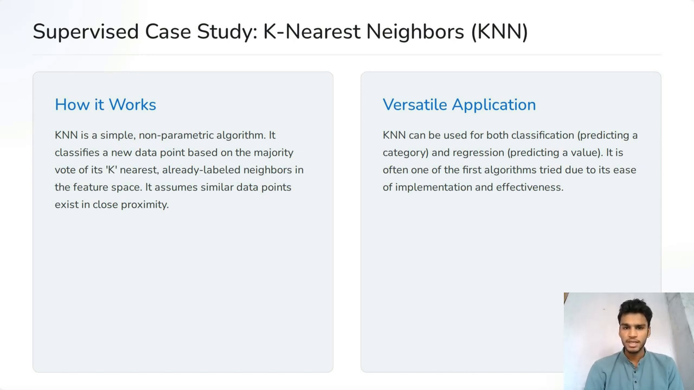Versatile application: KNN can be used for both classification and regression. It is often one of the first algorithms tried due to its ease of implementation and effectiveness.